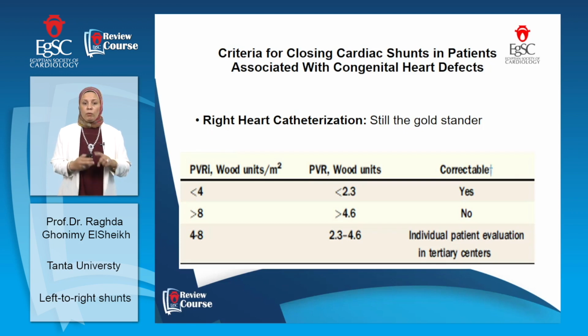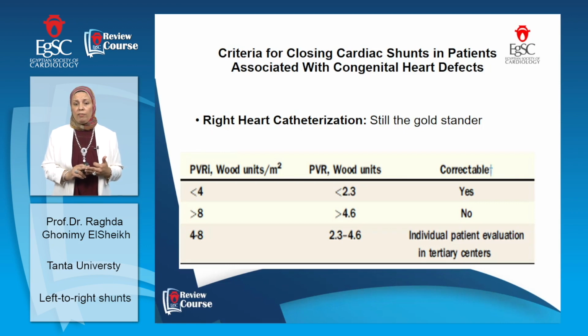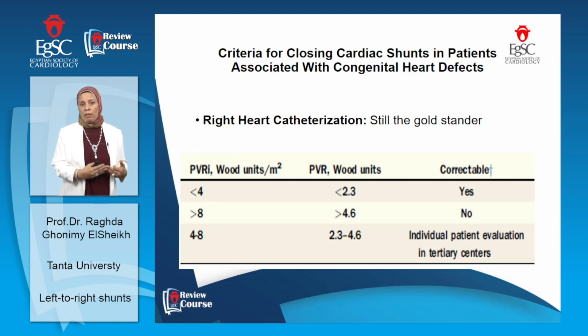In some patients we find this ratio between 2.3 and 4.6, and this is what's called the gray zone in the cath lab. It's not less than 2.3 or more than 4.6. For this category of patients, we do what's called a reversibility test, either by nitric oxide or by inhalation of oxygen 100% for about half an hour, or we do what's called an occlusion test. The occlusion test is done either by balloon or by the device, and we leave the patient for about half an hour, and then revise all the hemodynamics to test the reversibility of pulmonary vascular resistance. If it becomes less than 4.6, we can go for intervention and closure of the shunt.